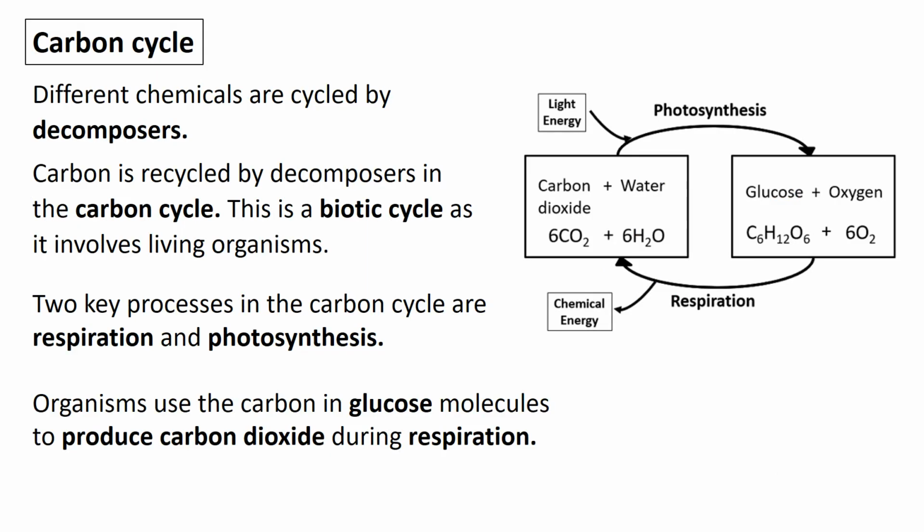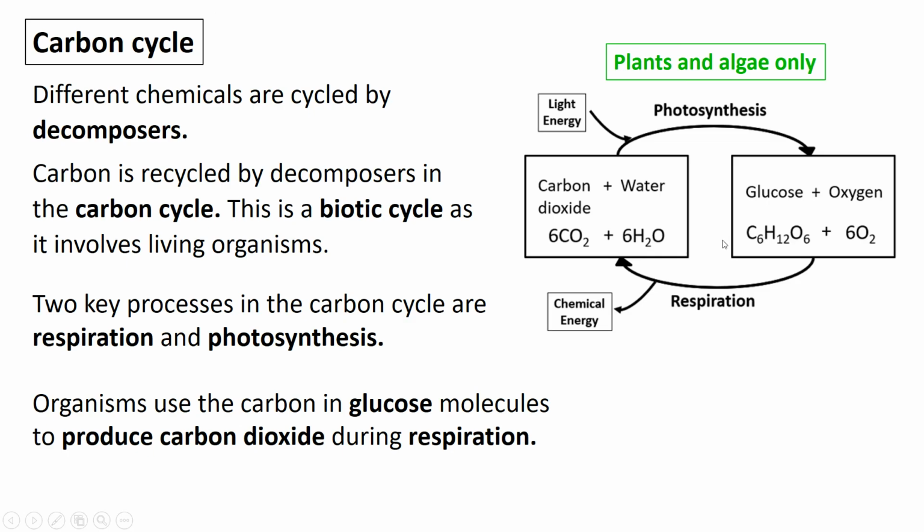So a cycle which involves more living things in it is the carbon cycle. We can really think about this as very much a biotic cycle because it's involving living organisms to recycle carbon. And we know that there are two key processes, respiration and photosynthesis, which recycle the carbon molecules in glucose. And here you can see both of those processes, and together these processes form a key part of the carbon cycle. And the carbon cycle is how organisms basically use the carbon in the glucose to produce carbon dioxide during respiration, or to use carbon dioxide in the atmosphere to produce glucose in photosynthesis.